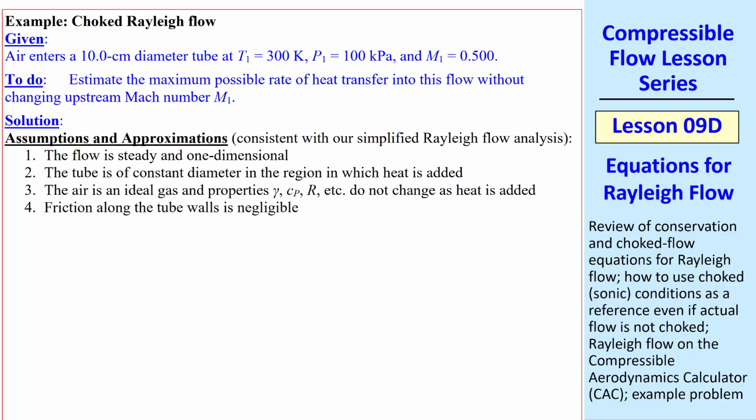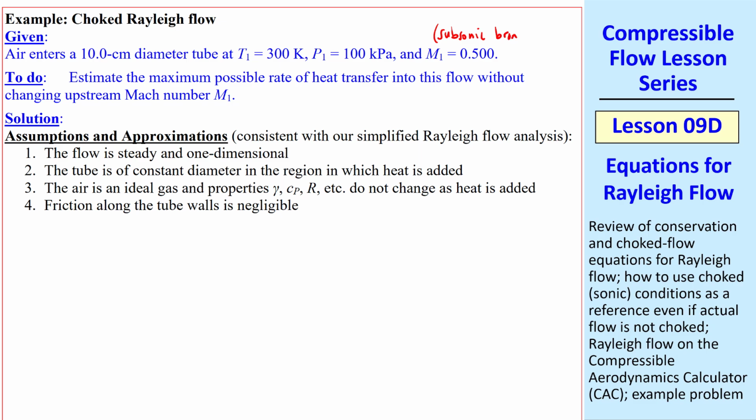Air enters a 10 centimeter diameter tube at a given temperature, pressure, and Mach number. These are on the subsonic branch. And we want to estimate the maximum possible rate of heat transfer without changing Mach number M1. In other words, without changing the initial state if you try to put in too much heat as we've discussed previously. Here are our assumptions and approximations, the same ones we've been using all along for Rayleigh flow analysis.